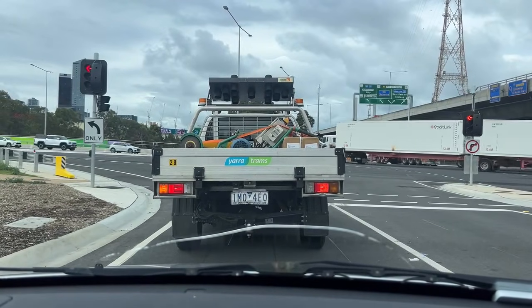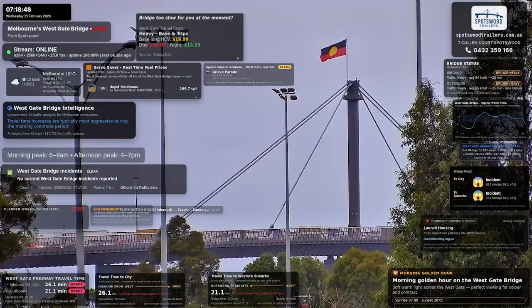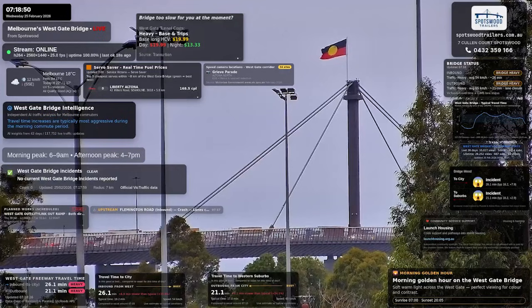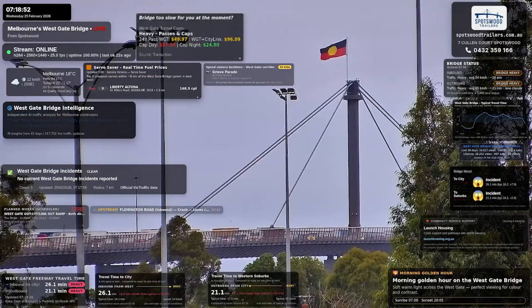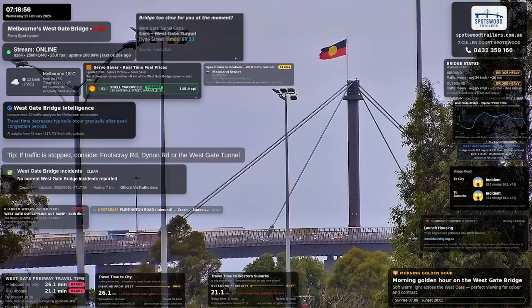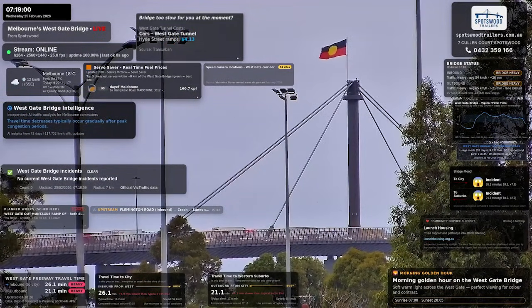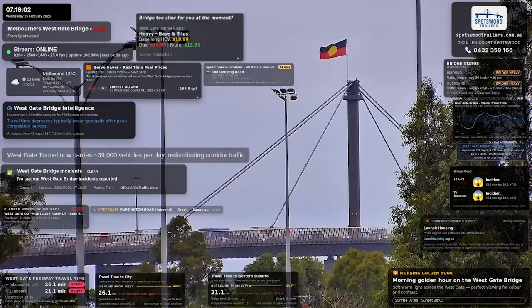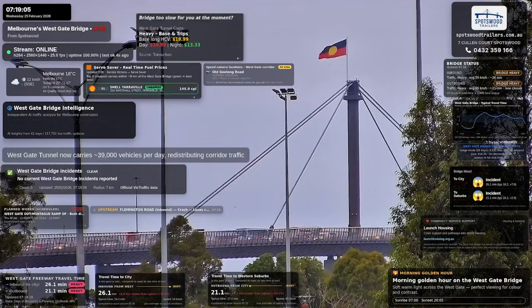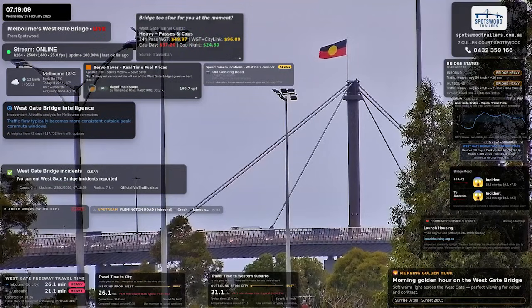Fuel prices. Let's talk a bit about fuel prices. Service Victoria has been kind enough to create an app for fuel prices, so I've added an overlay for that. Fuel prices, exceptionally important. It shows the top 3 cheapest fuel prices in the vicinity of the Westgate Bridge. Fuel price is very important to people, so I thought I'd add that one.